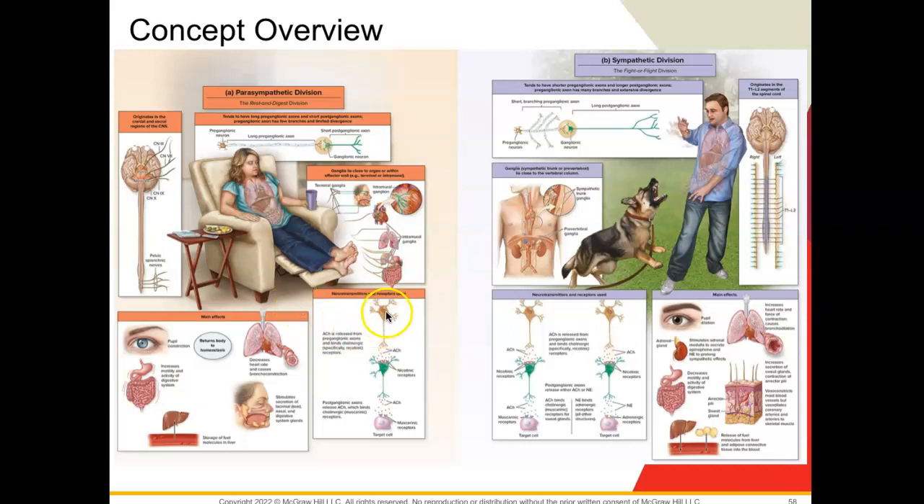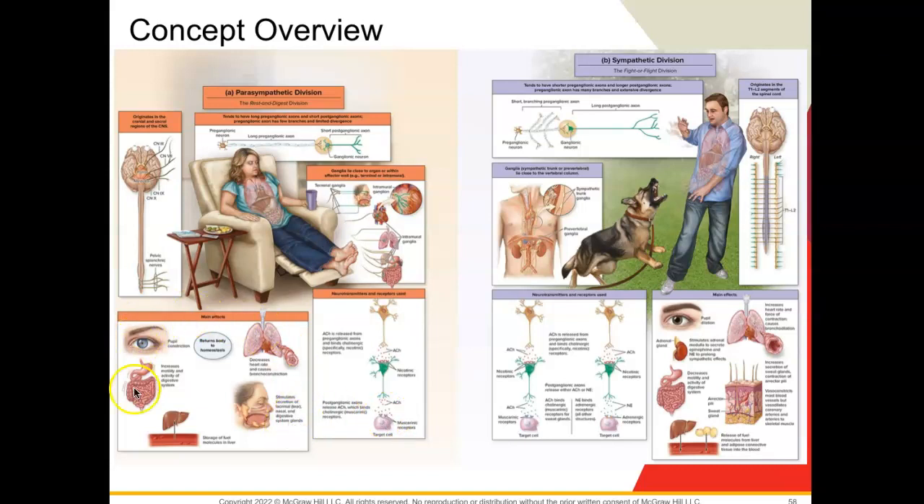The neurotransmitter released from the preganglionic neuron is acetylcholine, and that is going to bind to our cholinergic receptors, specifically the nicotinic receptors here. And that postganglionic neuron is going to release acetylcholine as well, and that is going to bind to our cholinergic receptors, specifically the muscarinic receptors on that target cell.